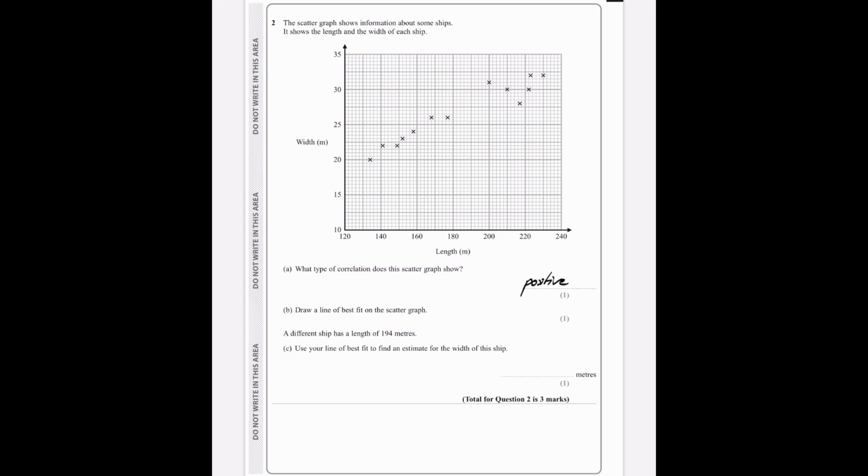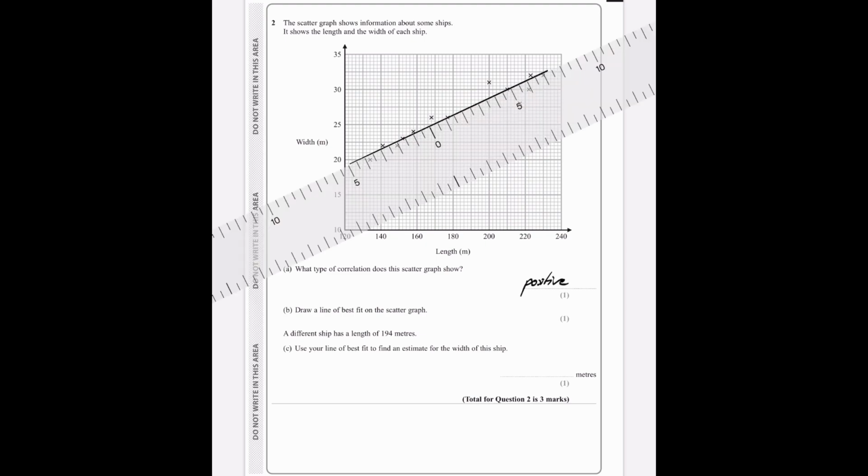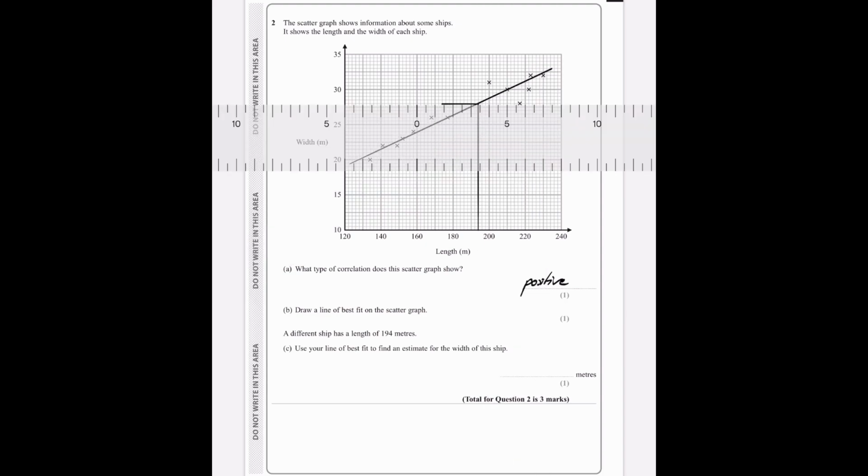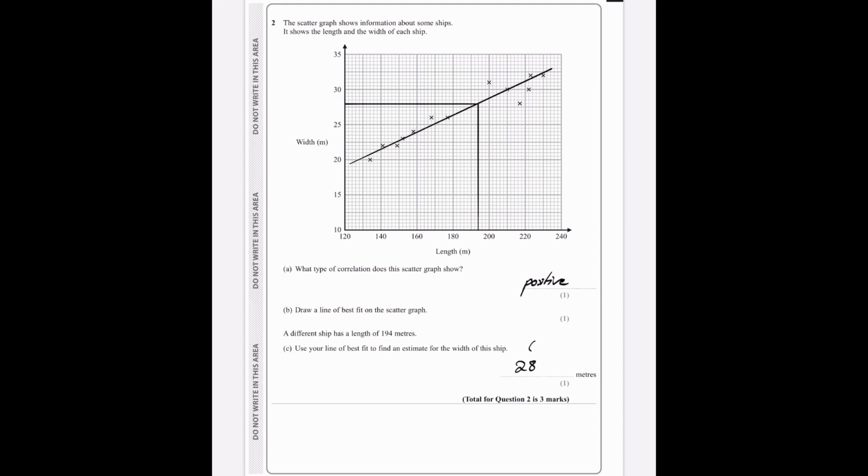That is a positive correlation. And then for our line of best fit, make sure you get it through the points, draw a point up. I got 28 meters. Anything between 26.5 and 29.5 is absolutely fine for that one.